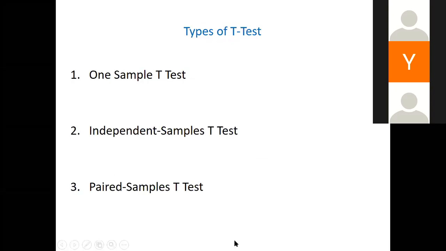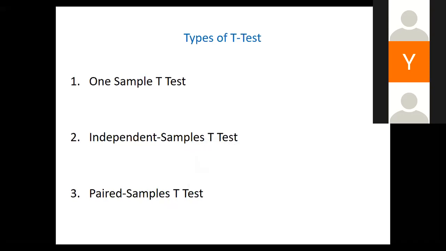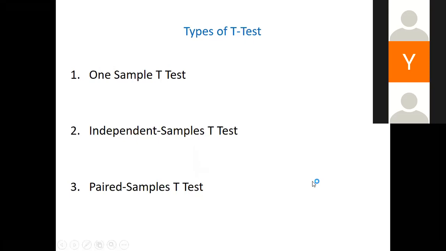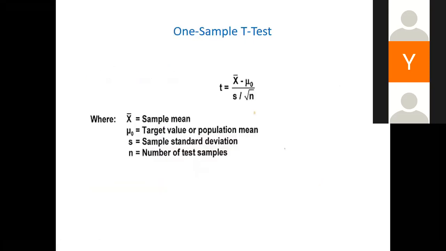Okay. Now, the types of t-test: one sample T, independent sample T, and paired sample T. Let's quickly look at each of them. The t-test is about comparison of 2 means, whether you like it or not. In one sample T, you have only one sample, but you are comparing it with a value in the population.